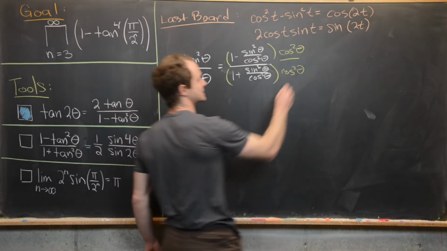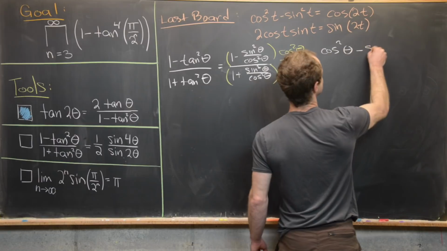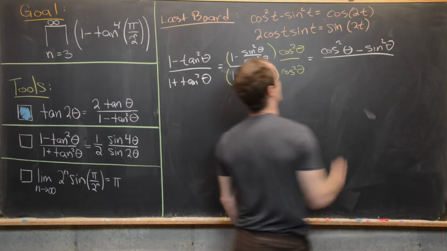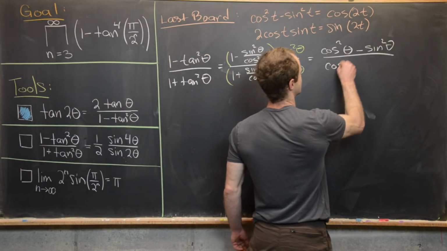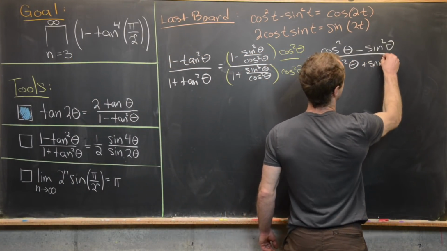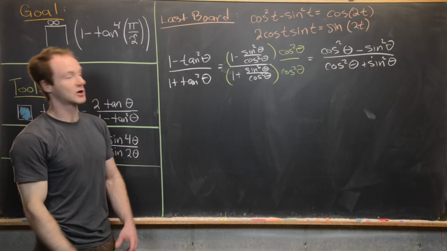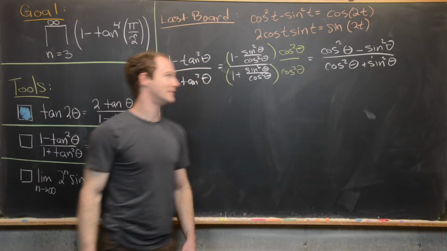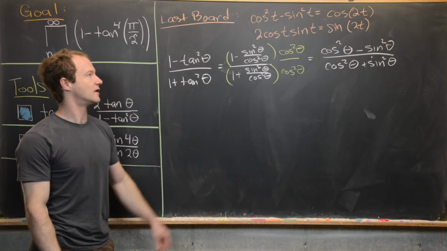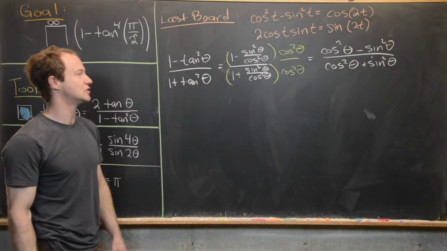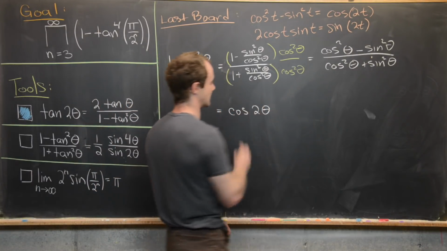So we'll hit the denominator and the numerator by cosine squared theta. So let's see what that gives us. In the numerator, we'll get cosine squared theta minus sine squared theta. And then in the denominator, we'll get cosine squared theta plus sine squared theta. Great. But now by the Pythagorean identity for cosine and sine, we know that the denominator is equal to 1. But then by the double angle formula for cosine, which we saw on the last board, we know the numerator is equal to cosine 2 theta. So this guy right here is equal to cosine 2 theta.